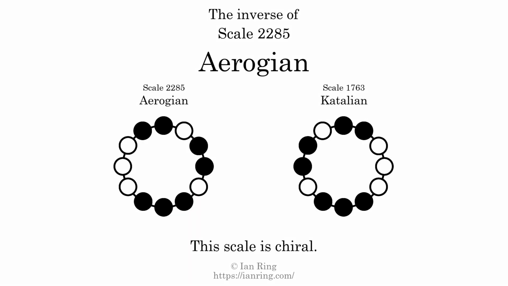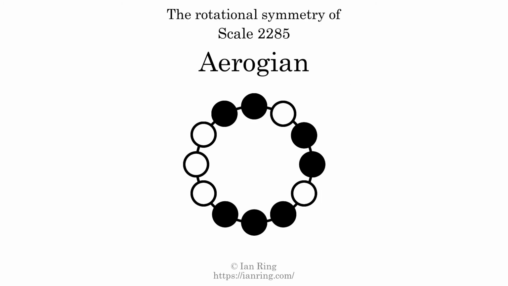The inverse of a scale is a mirror image. It is what you get when the sequence of intervals is reversed. The inverse of this scale is scale 1763, also known as Cotillion. This scale is chiral. It cannot transform into its inverse by rotational transformation. This scale has no rotational symmetry.